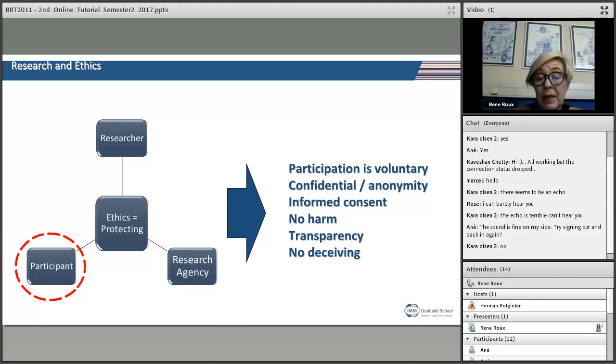The second aspect is anonymity, confidentiality. Under no circumstances can that participant's name, contact details be revealed. Under no circumstances can anything that that participant said in the research be linked to their name and then reported on like that. What they said can be reported on, but it can never be linked to a specific person. The participant must give their consent, that they're happy to participate. At all times, you must guarantee that there's no harm.